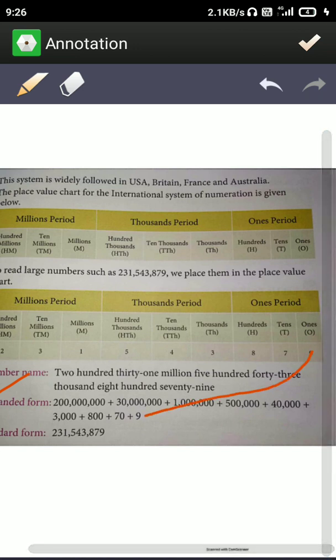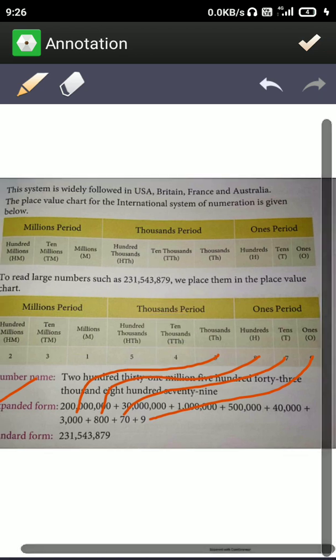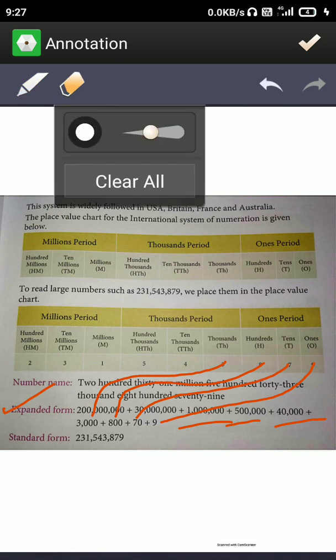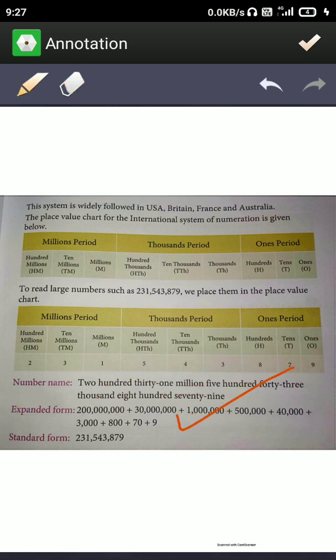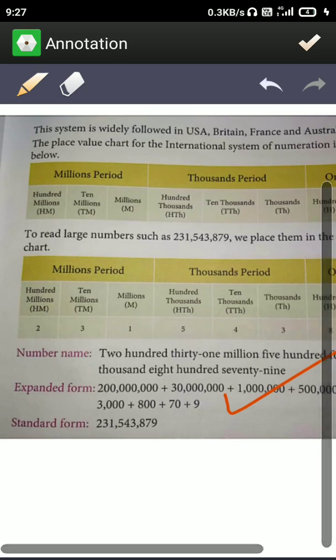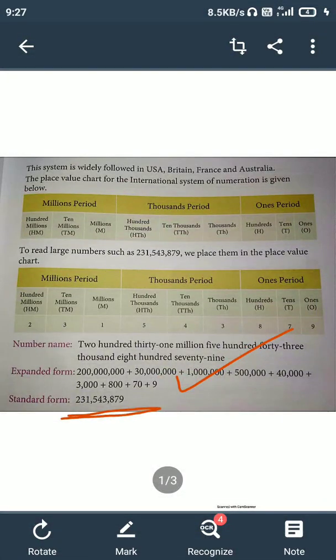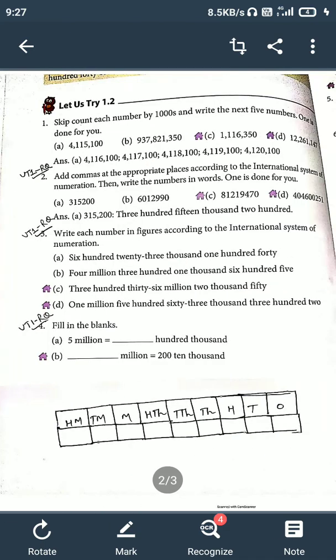So here, the place value of 9 is 9, the place value of 7 is 70, the place value of 8 is 800, the place value of 3 is 3000. Similarly, the place value of 4 is 40,000, and of 5 is 500,000. When we do that for all these digits, it becomes our expanded form. So having learned this expanded form and standard form, let's go to our exercise.